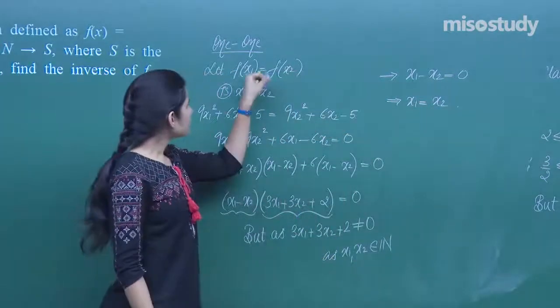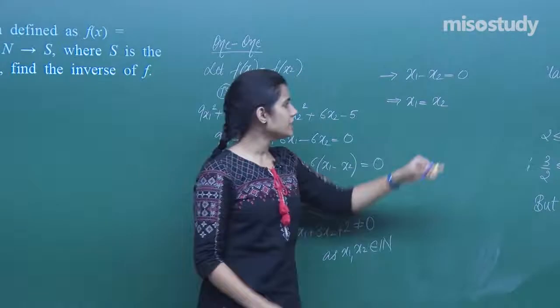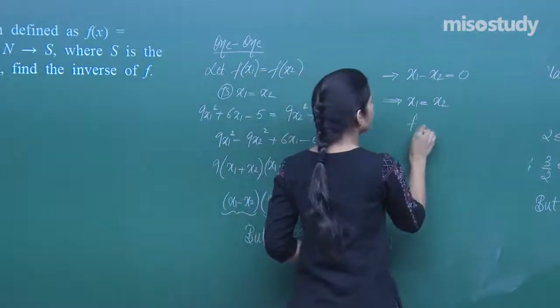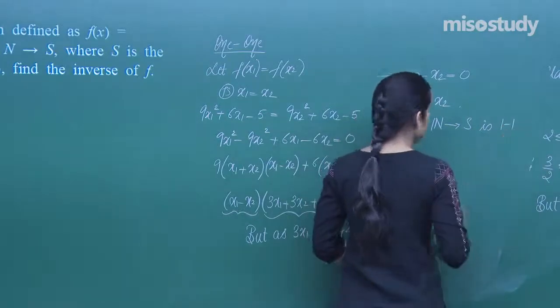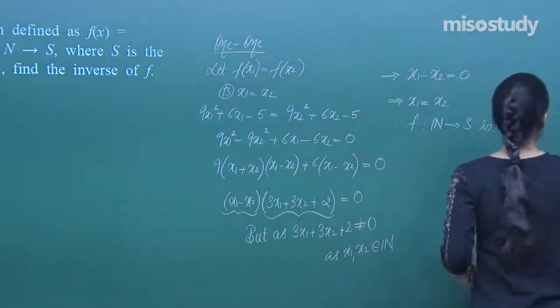So I began with f of x1 equals f of x2. I showed that x1 equals x2. f from N to S is one-one. Now f from N to S is one-one. This is established.